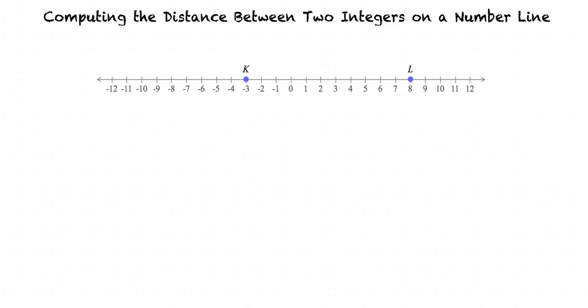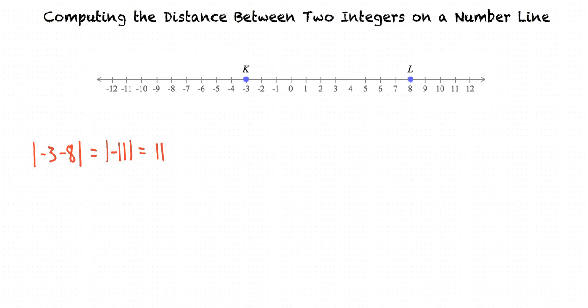The locations of K and L are -3 and 8, so let's try finding the absolute value of their difference. -3 minus 8 is -11, and when we take the absolute value of -11, we get +11. This means that the distance between the two integers on the number line is 11.